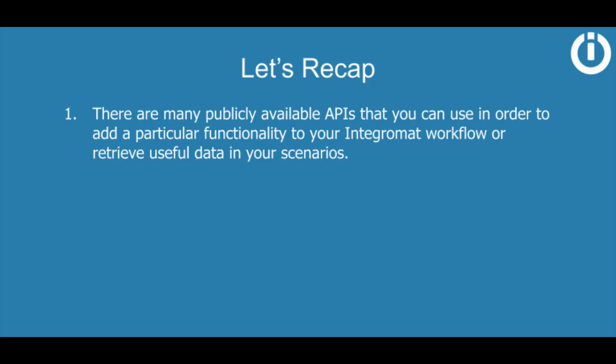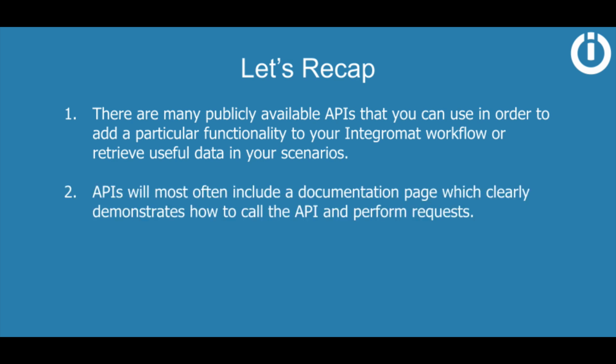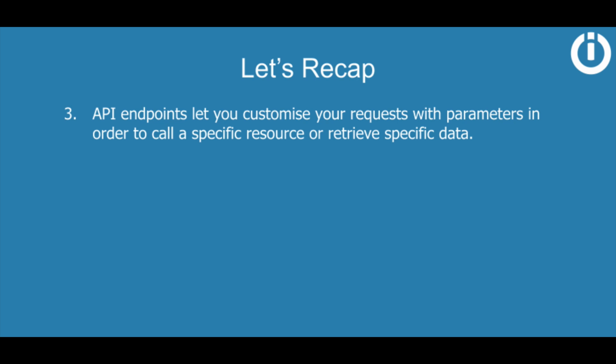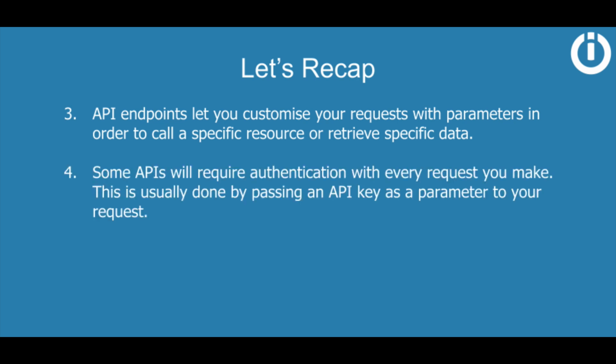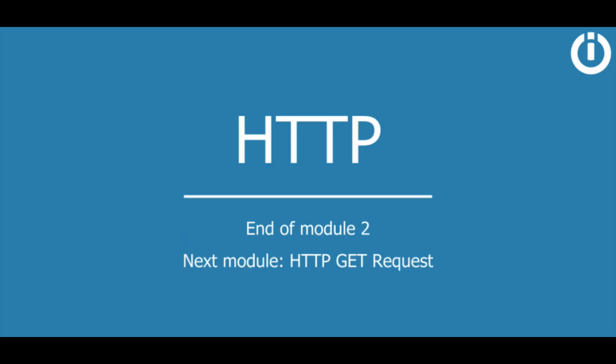So, to recap, there are many publicly available APIs that you can use in order to add a particular functionality to your Integromat workflow or retrieve useful data in your scenarios. APIs will most often include a documentation page which clearly demonstrates how to call the API and perform requests. API endpoints let you customize your requests with parameters in order to call a specific resource or retrieve specific data. Some APIs will require authentication with every request you make. This is usually done by passing an API key as a parameter to your request. And this concludes our lesson on APIs and API endpoints.